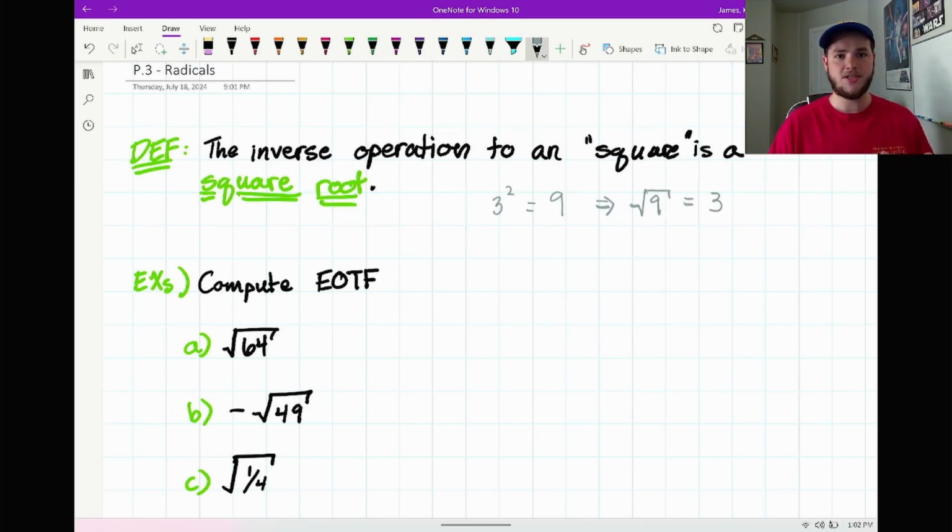So let's do a rapid fire set of practice problems. The square root of 64 is the number that when I give it a square, it becomes 64. And that number is 8.